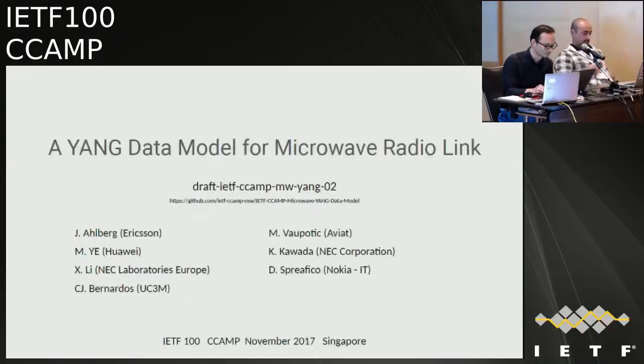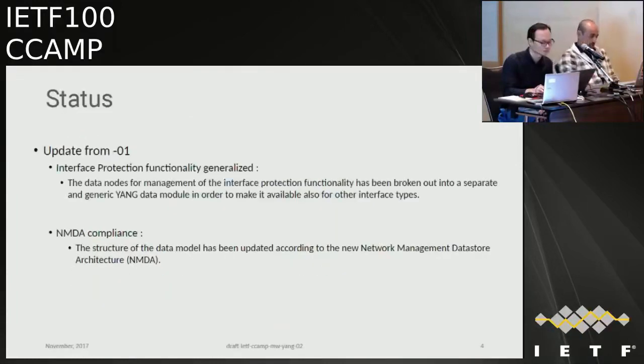Okay, the second one is on the YANG module. Next, please. There are two main changes from the 01 version. The first one is that in the last meeting, we received some comments to review whether some part of the model could be generic for other technology use. We revisited the model and decided to separate the interface protection part as a generic part. This one could be used by other technologies if they are interested.